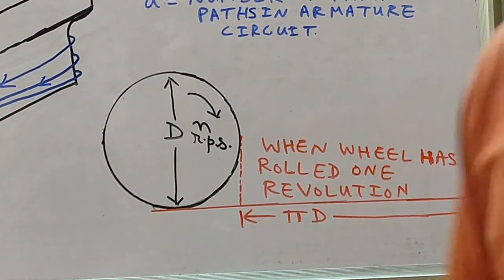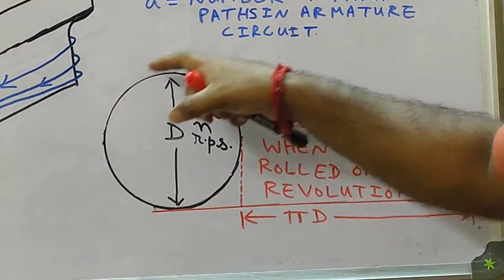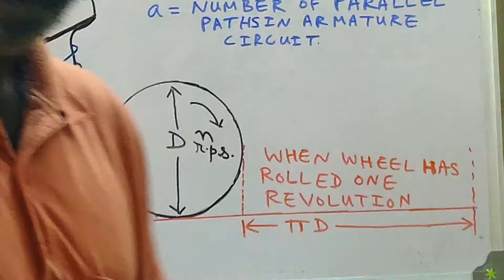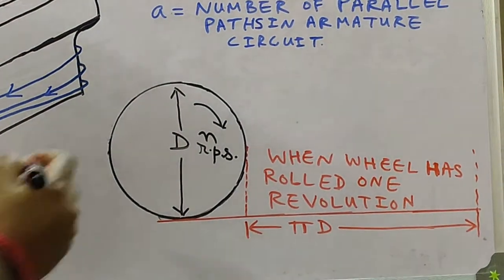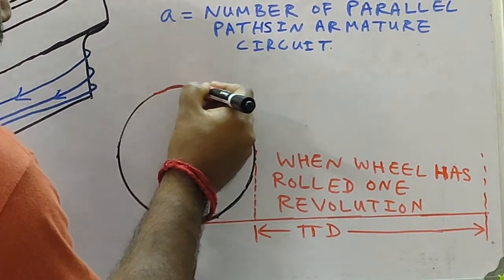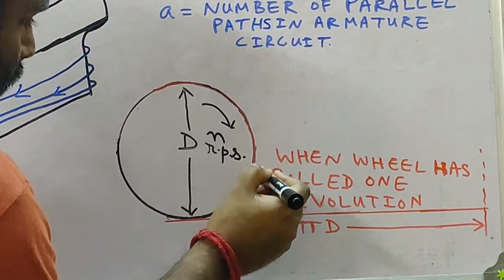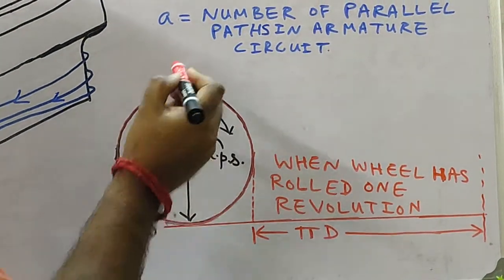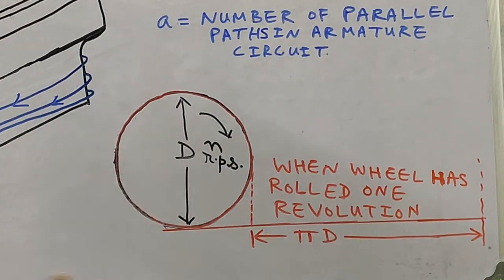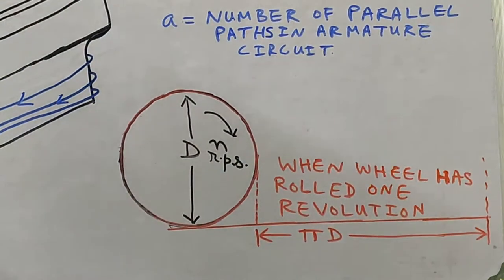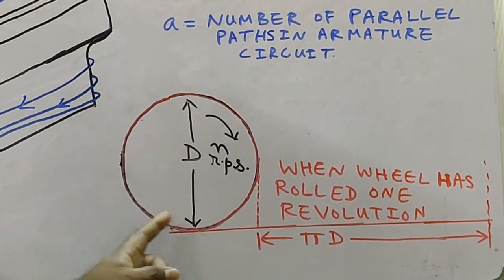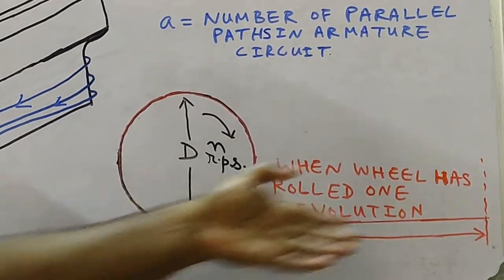Now you imagine that this wheel is being painted on the rim. That means what? I am painting the outer edge of the wheel like this. So now if I allow it to roll on a flat surface, what I have done is painted the outer rim of the wheel with paint and I am allowing it to rotate.